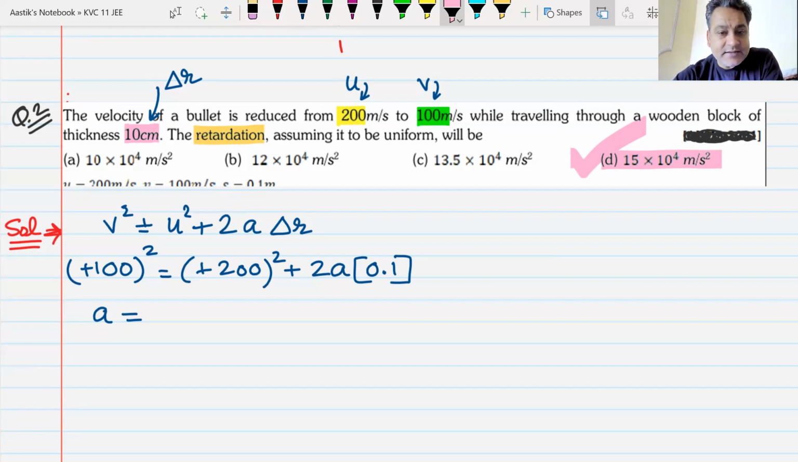Similar question has come in your JEE many times. This one is taken from one of the previous papers. Has everyone noted it down, bacha? Shall I move on to the next question?